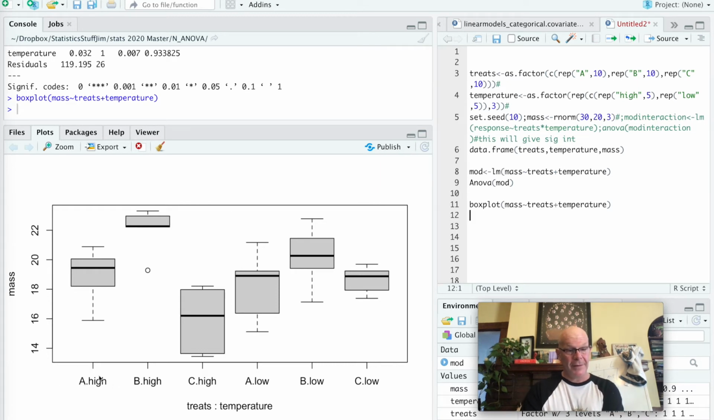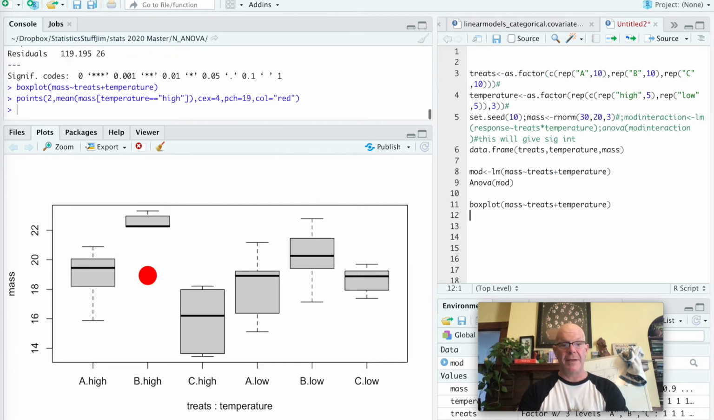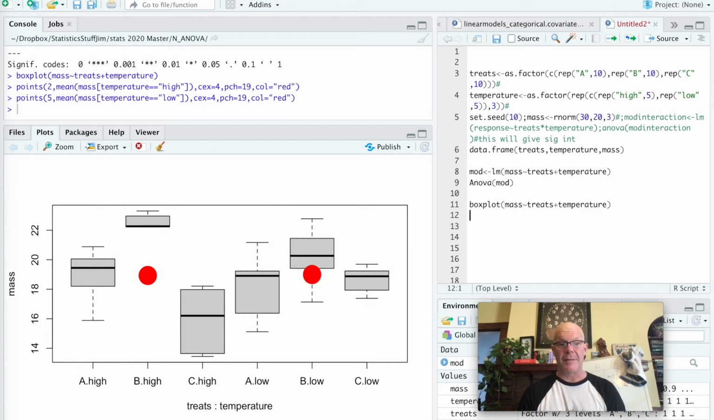And here we can see here are the high temperature treatments. Here are the low temperature treatments. And when we're doing the hypothesis testing part up in our ANOVA model here, the means that we are comparing are simply the mean of the high versus the mean of the low. And so you eyeball that, and on average, it looks like there's no real difference between high temperatures and low temperatures.